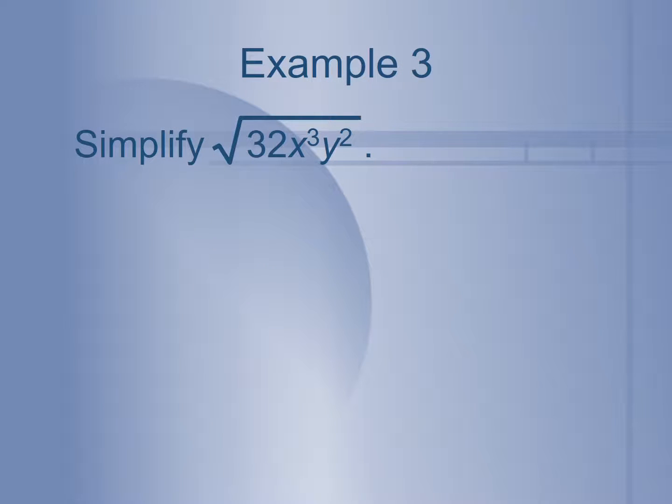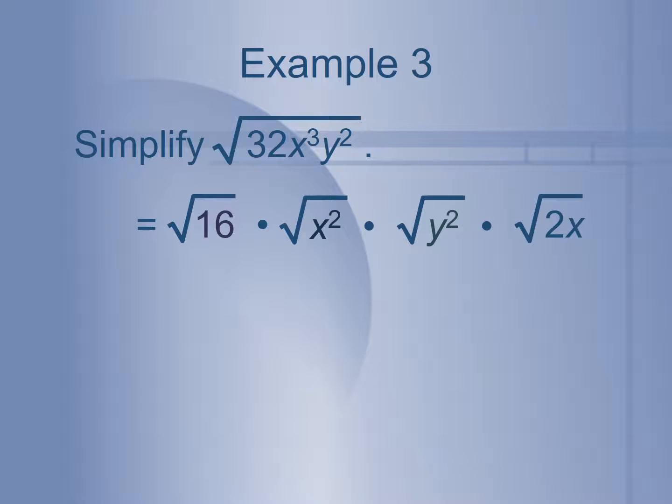So let's look at the square root of 32x cubed y squared. First of all, we rewrite 32. 32 is 16 times 2, and 16 is a perfect square. Then x cubed can be rewritten as x squared times x. And then, of course, y squared is a perfect square, so it gets its own radical.